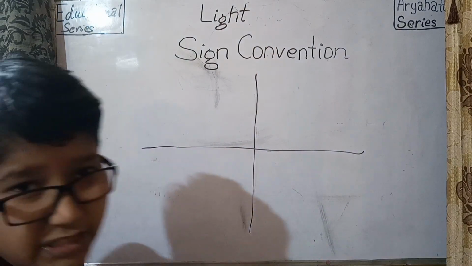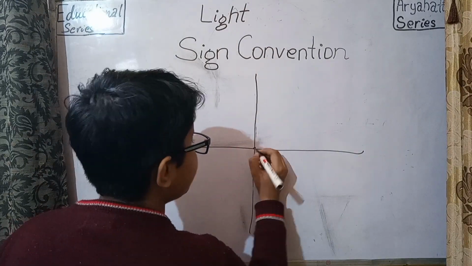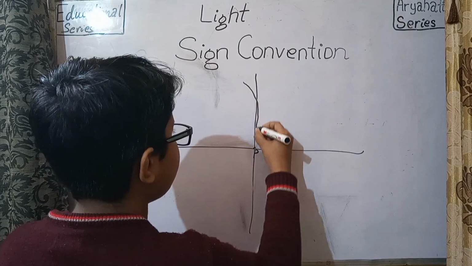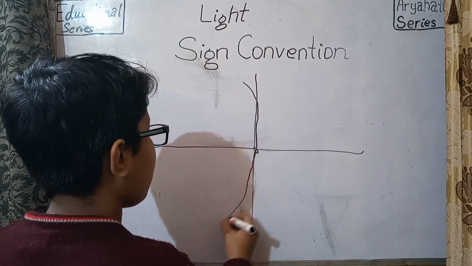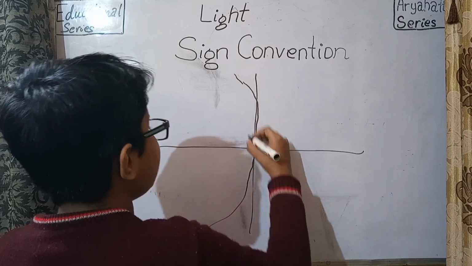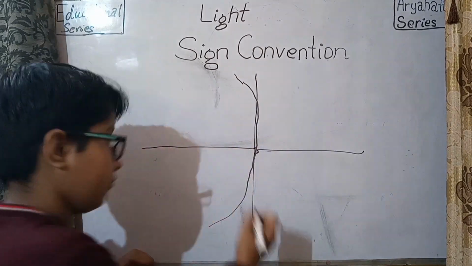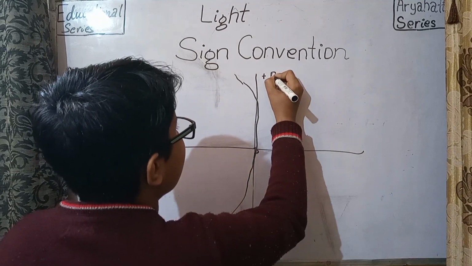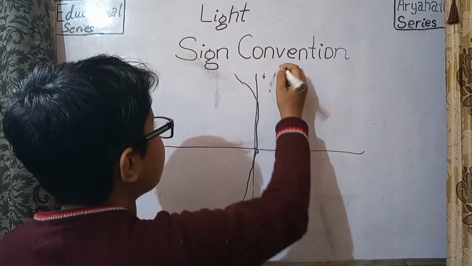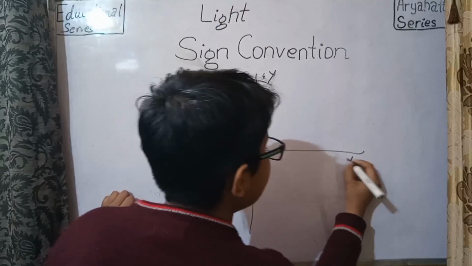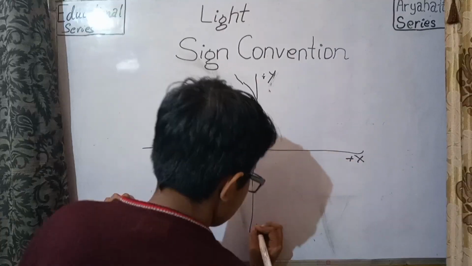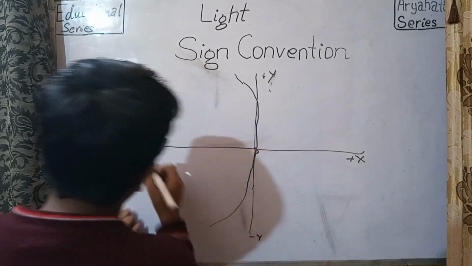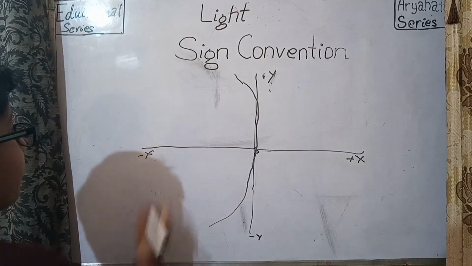X and Y axis. So here is the origin and the pole. This is a concave mirror, and the pole is placed at the origin. Now here it's the positive y-axis, positive x-axis, negative y-axis and negative x-axis.